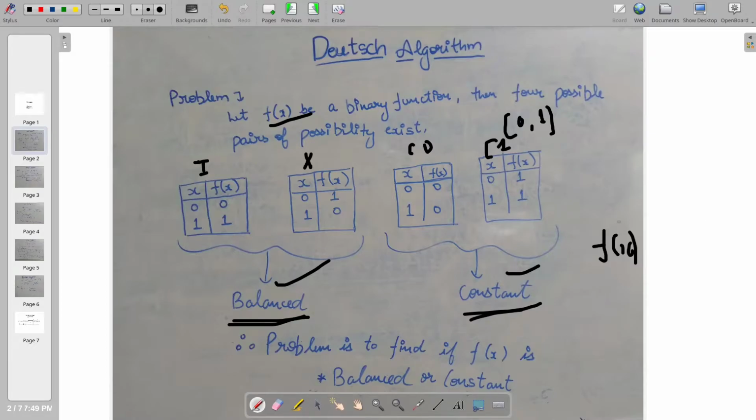Well, that is the particular problem which Deutsch's algorithm tackles, and it theoretically proves that this quantum algorithm can solve this problem with a single evaluation of f(x). So we outperformed a classical computer while solving this problem. Let's now talk about Deutsch's algorithm itself.